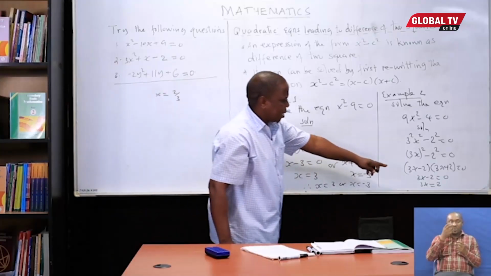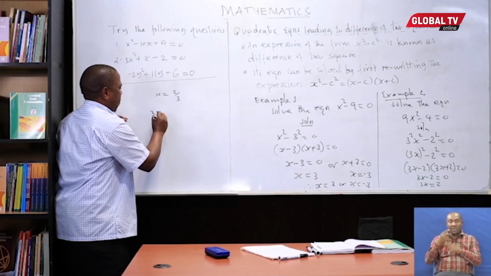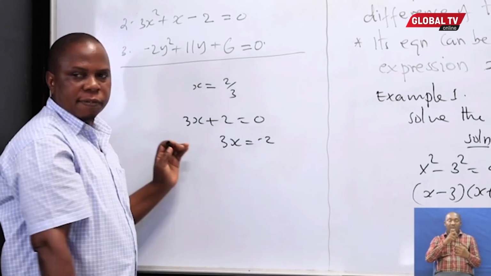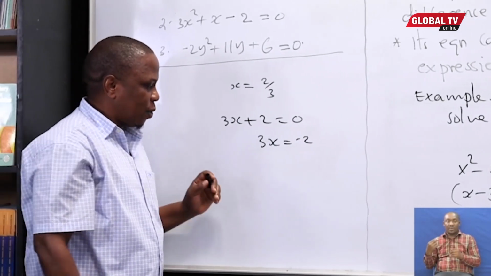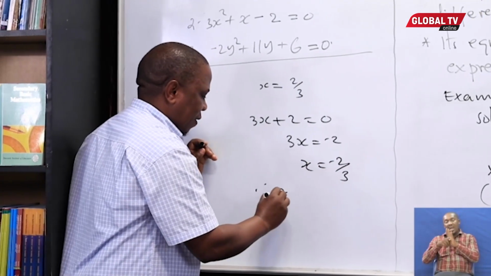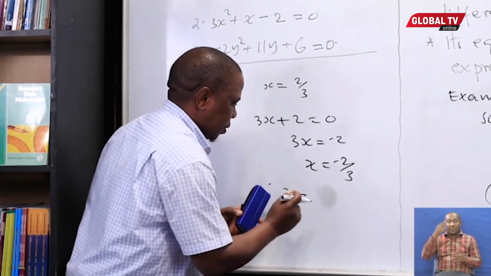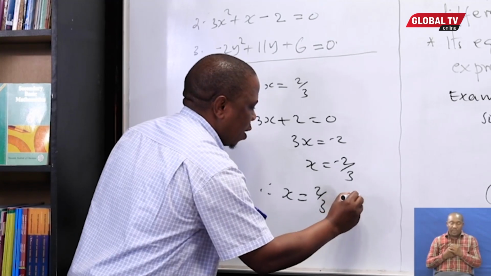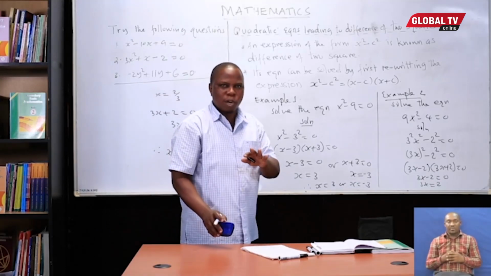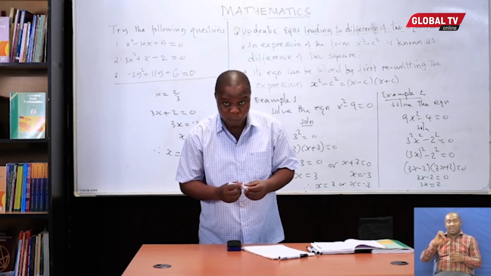That's the first one. The second one: 3x plus 2 is equal to 0, of which 3x is equal to negative 2. Divide by 3 throughout, you will have x is equal to negative 2 over 3. Therefore, our value of x is equal to 2 over 3, or x is equal to negative 2 over 3. That is what we call quadratic equations leading to the difference of two squares.